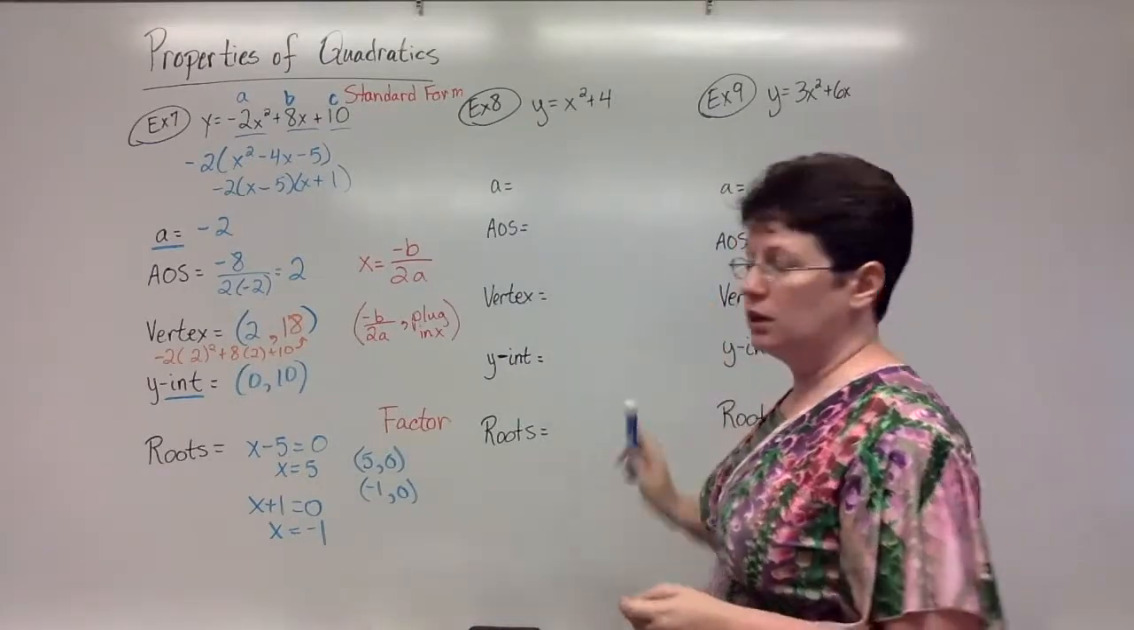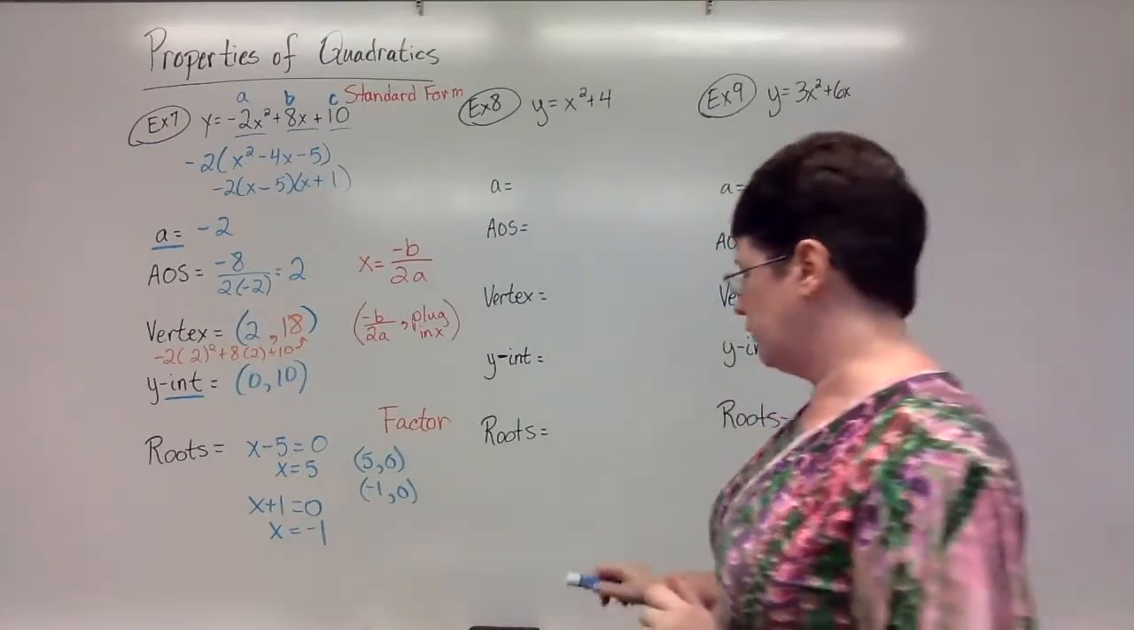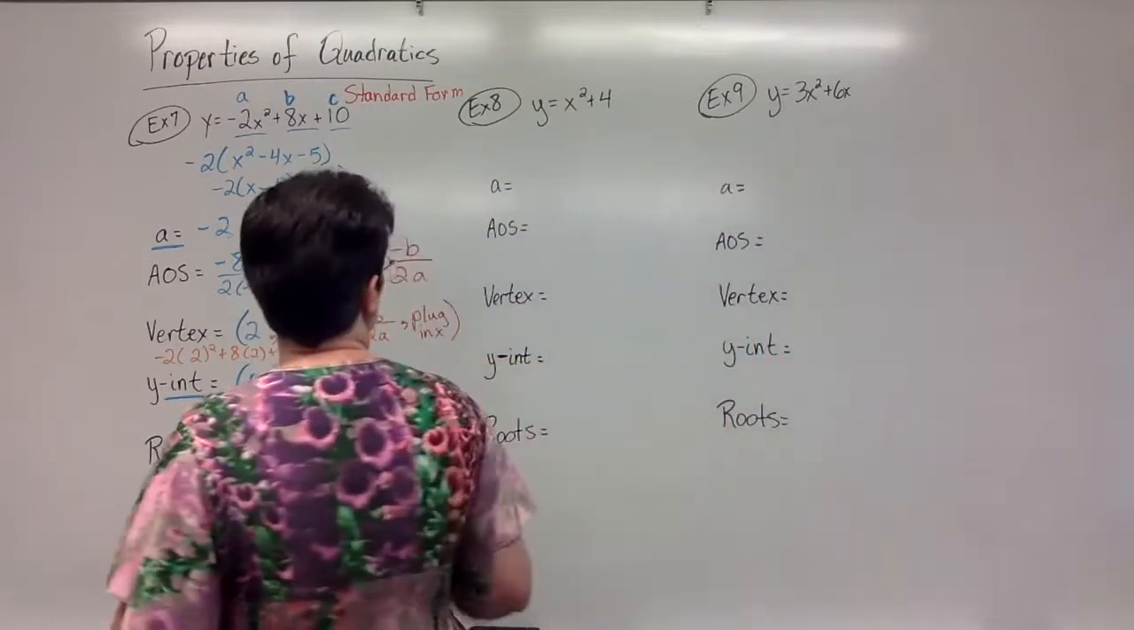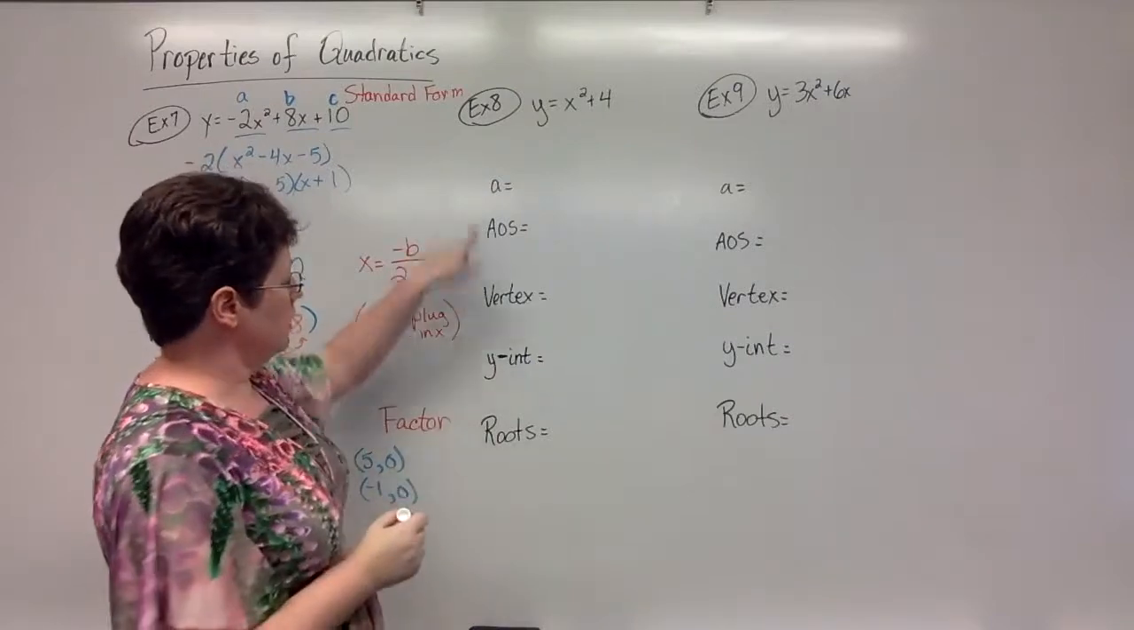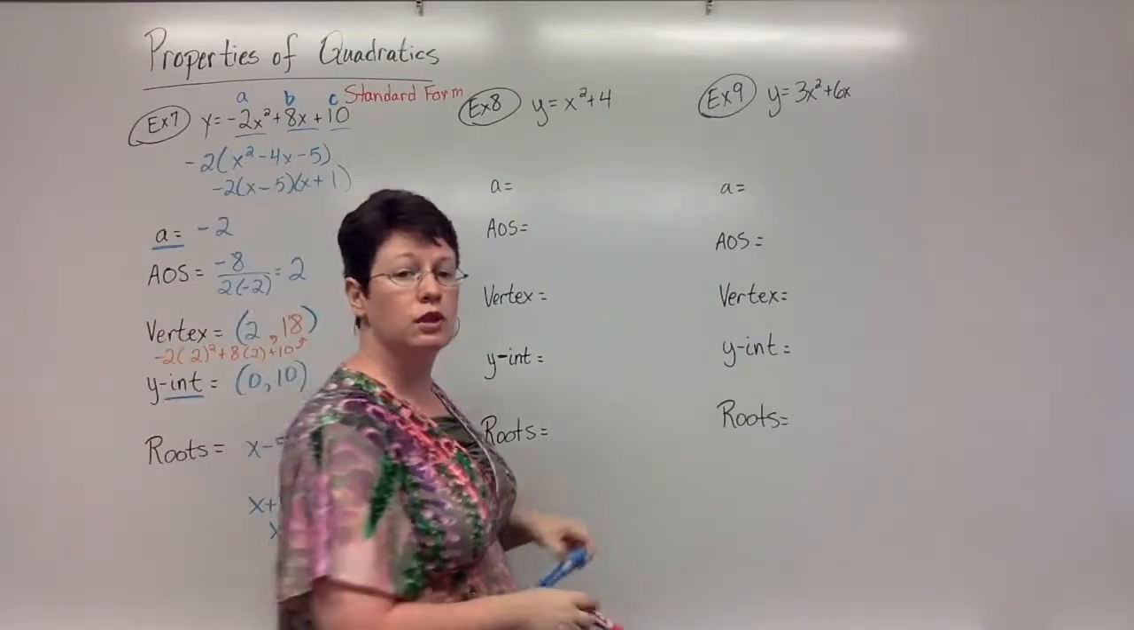Let's walk through 8 and 9, and we're just going to find our wonderful parameters. Okay, the a and the y-intercept are the easiest, so let's do those first.